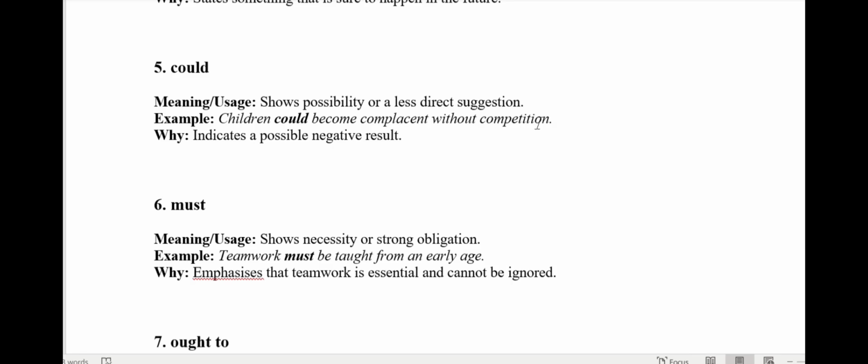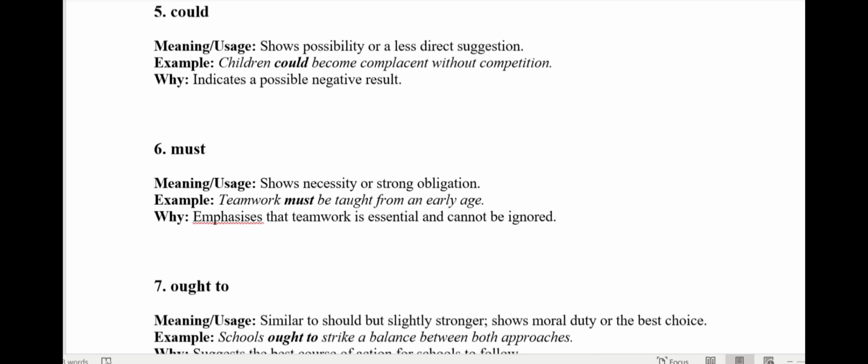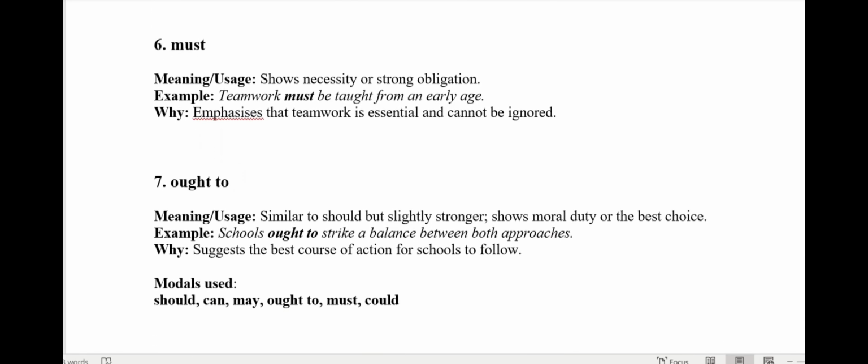Children could become. So there is a possibility. This is less than a direct suggestion. It indicates a possible negative result, that without competition, children might become a little lazy. Next word is must. It shows necessity or strong obligation.